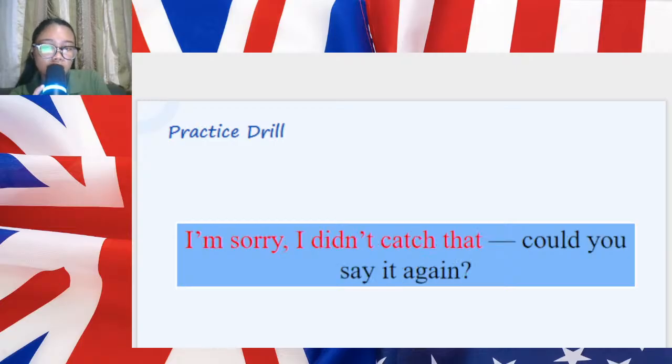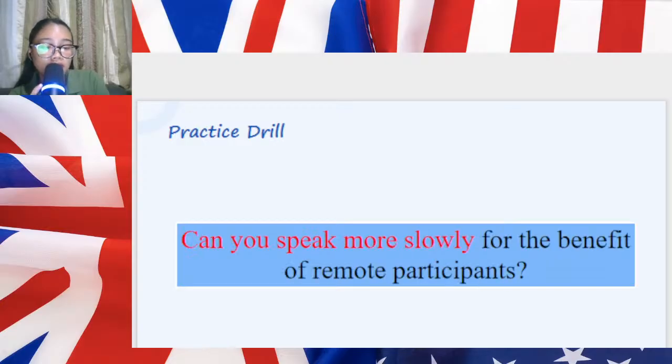I'm sorry, I didn't catch that. Could you say it again? I'm sorry, I didn't catch that. Could you say that again? And lastly, can you speak more slowly for the benefit of remote participants? Can you speak more slowly for the benefit of remote participants? And with that, those are phrases for asking for clarifications.